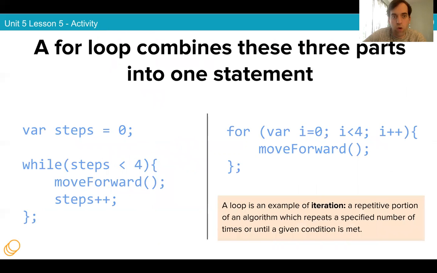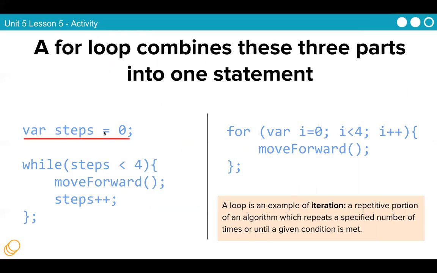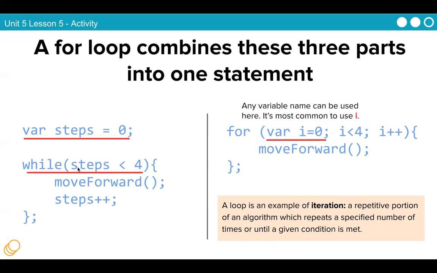Next up, we're going to talk about a for loop. So a for loop combines these 3 parts into one statement, right? So instead of having a separate variable that equals 0, it's built right into one line of a for loop. Any variable name can be used here, but it's most common to use i. So it's really common to see var i equals 0, just like this. The part where we say steps is less than 4, the Boolean, is the next thing put into the for loop. And then the last part, where we add 1 to steps at the end of each round in the while loop, happens next, all in one line in the for loop right here.